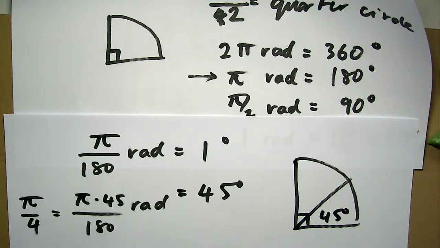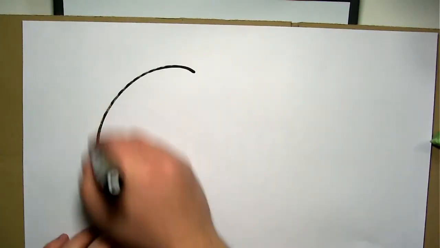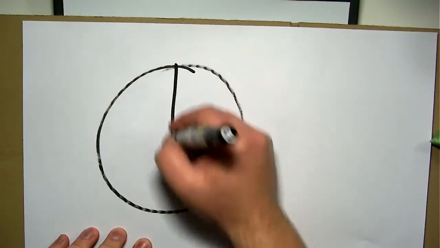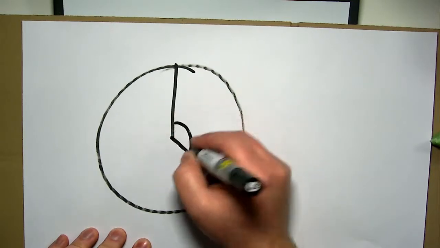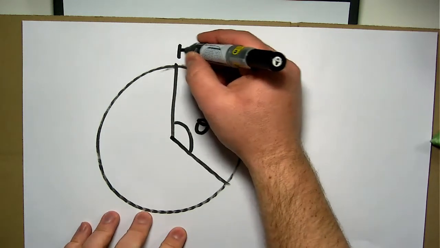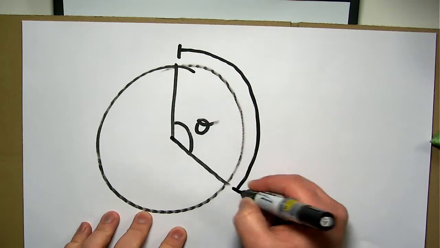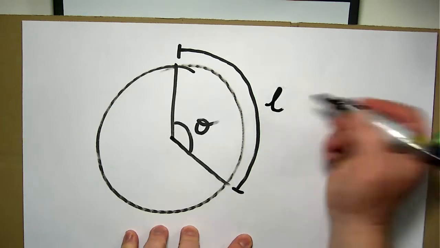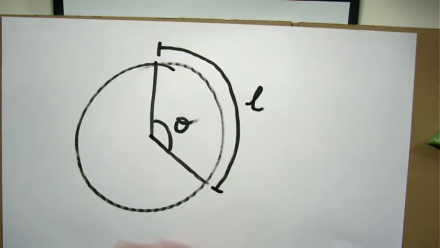Another question that we can ask is, let's suppose that we have a circle and we have 2 radii at the center of the circle making some angle theta. How long is the arc length between these 2 radii? Let's call it L for length.